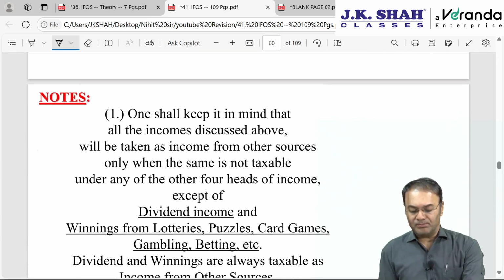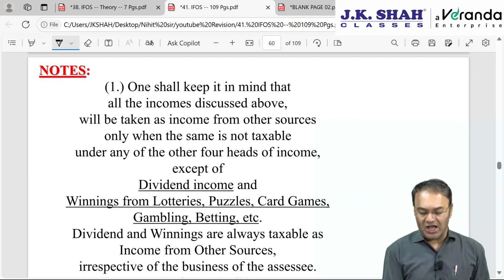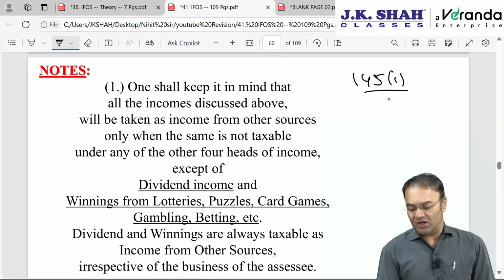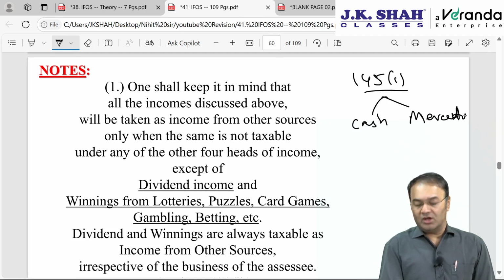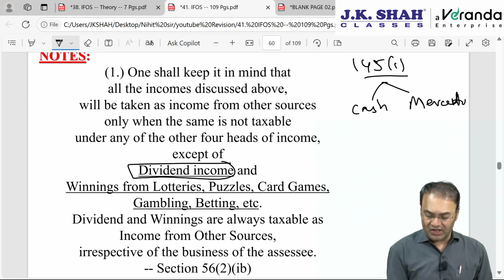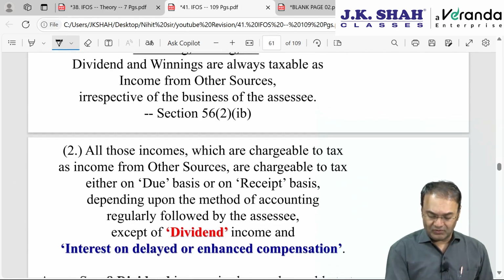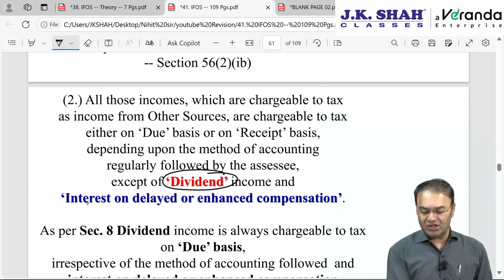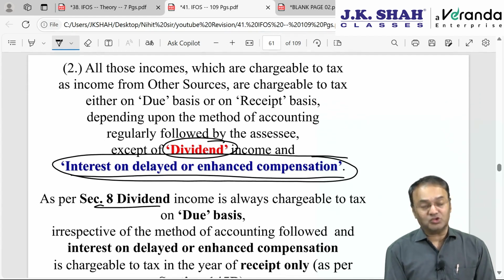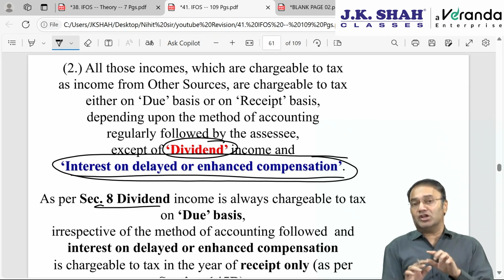Okay. Now some points to be noted about these incomes. These incomes under IFOS are taxable under the head IFOS according to section 145(1), depending upon the method of accounting: the assessee following cash system or mercantile system. Mercantile is also called accrual system. Taxability will be according to his system of accounting except for two incomes, which I have covered here: dividend income and interest on delayed or enhanced compensation. These two incomes are always taxable on receipt basis.